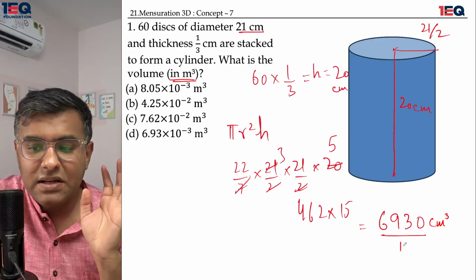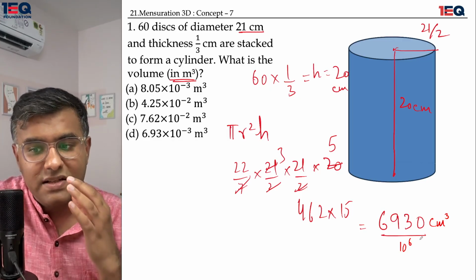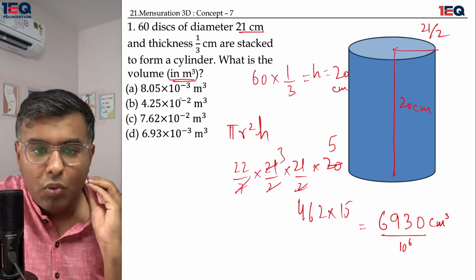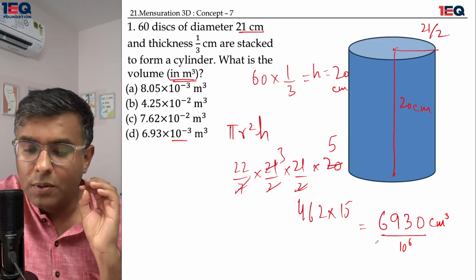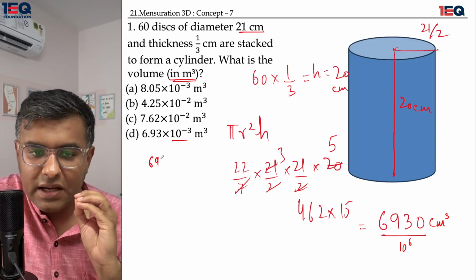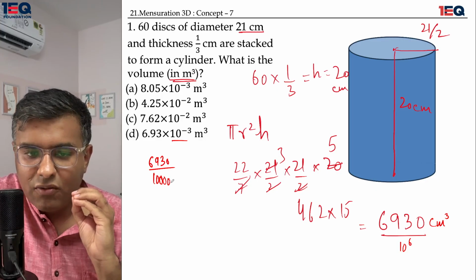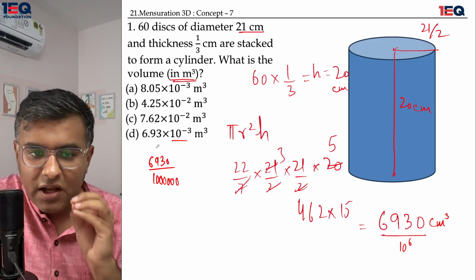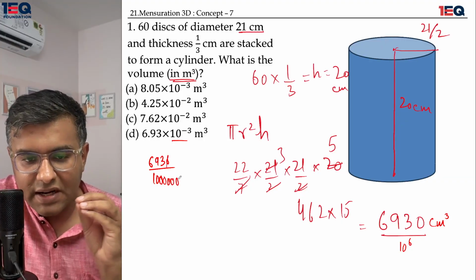So that means 10 raised to the power 6 would come in the base. Now, both the powers, I'll try to justify what I'm talking about. I'm talking about there being 6930 and there being 1, 2, 3, 4, 5, 6 zeros here. If the answer is 6.93, we need two exponents here, but we have a zero which would get cancelled away.